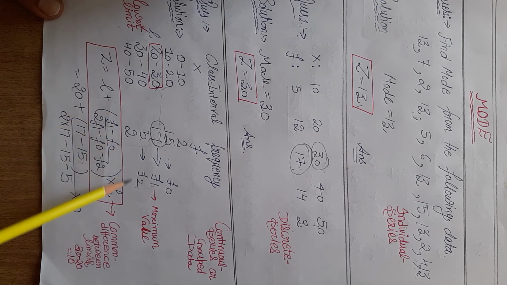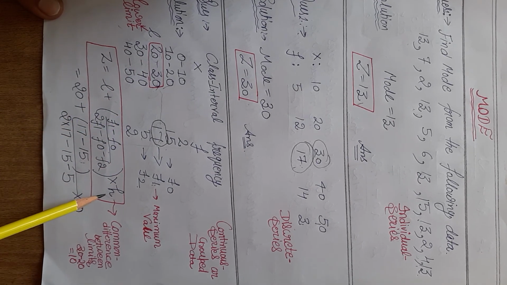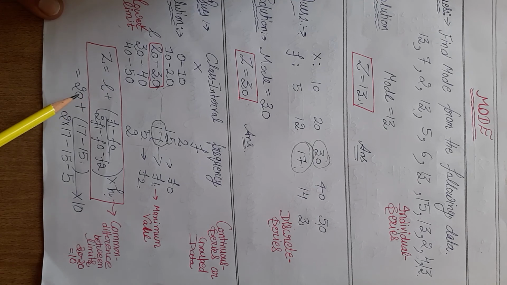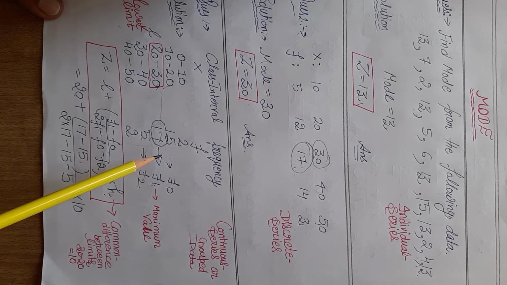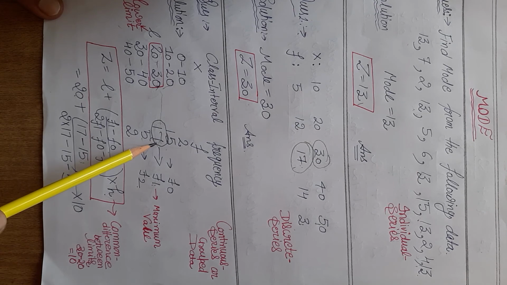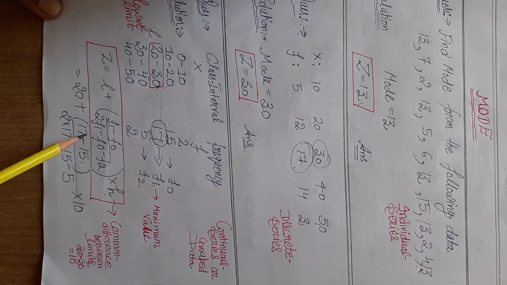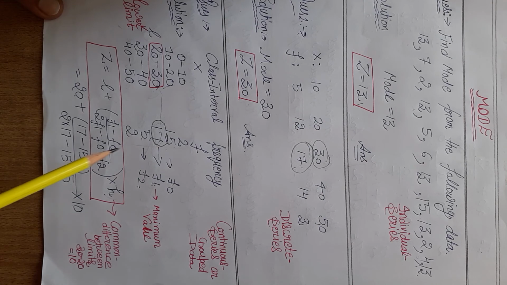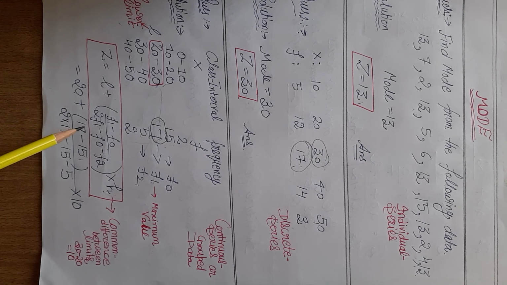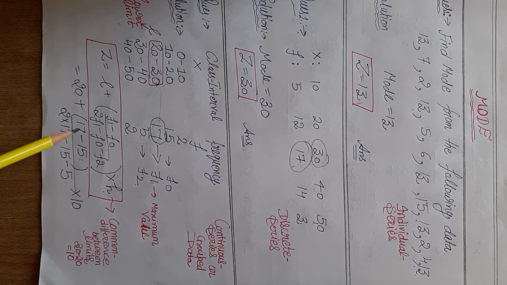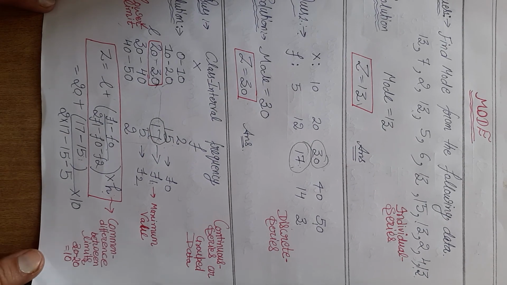Now we put all these values in our formula. We put here L is equal to 20. f1 you can see in your table, f1 is 17, f0 is 15, and f2 is 5. And the value of h is 10. Now subtract 15 from 17, you get 2. Multiply 2 by 17, you get 34. And in this way you can calculate your answer.